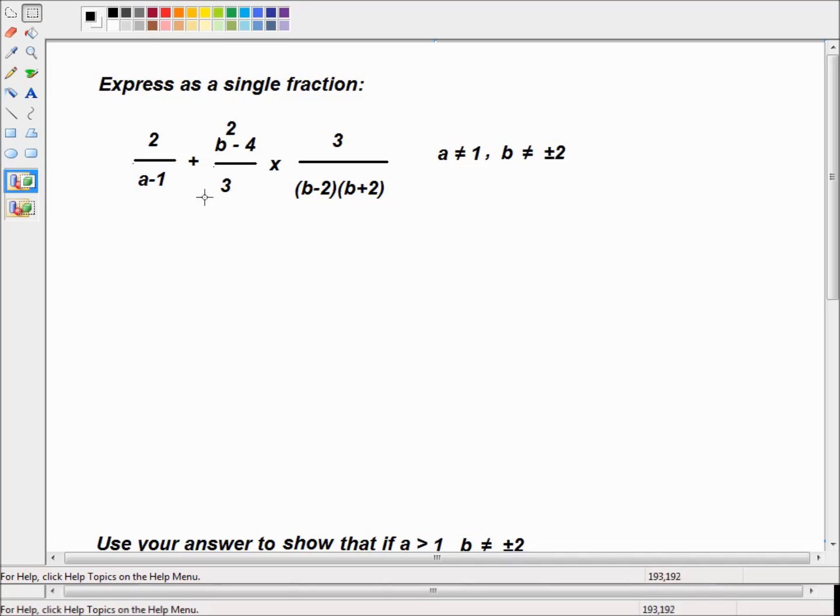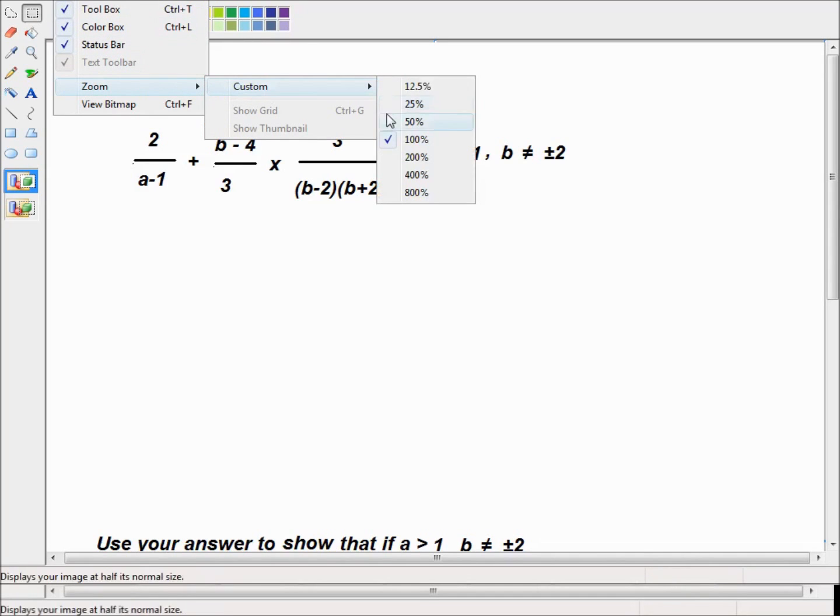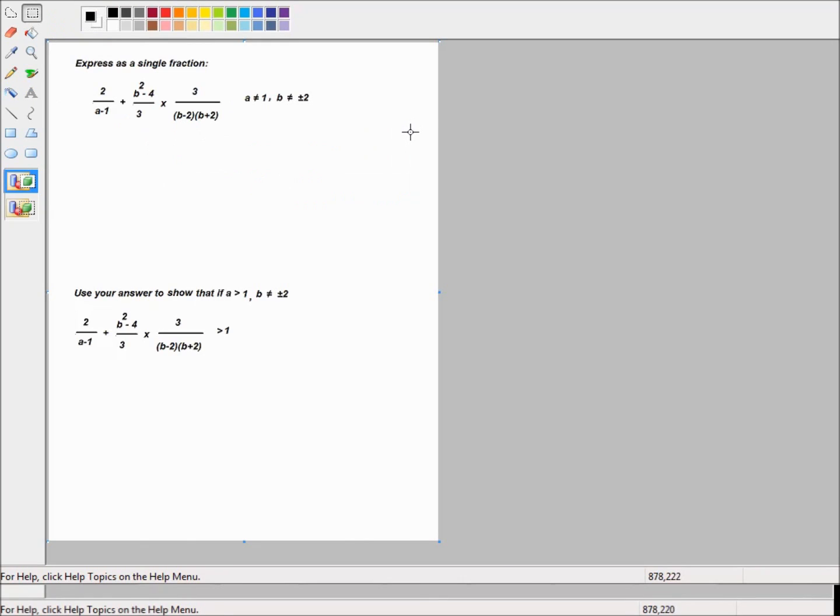Okay, so I'm just going to make this small enough so that we can fit the whole thing on the page, and that should clearly be visible. Okay, pause the video here, take your time, have a think about it, and when you're ready for the solution, just press play.